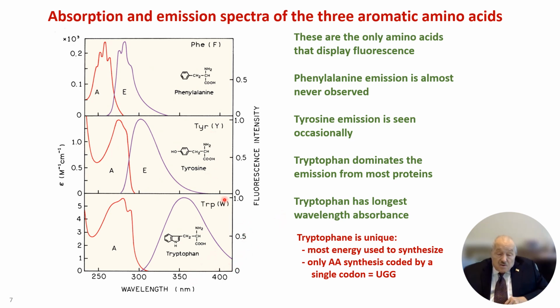We'll have a slide later showing that if you excite around 300 nanometers, you really only excite tryptophans. And tryptophans are really unique because they are the most expensive amino acid to synthesize in terms of the metabolism of organisms. And they're the only amino acid that is coded by a single codon. And that will become important when we discuss a little later on the trp repressor protein. So these are the three that we're going to care mostly about.